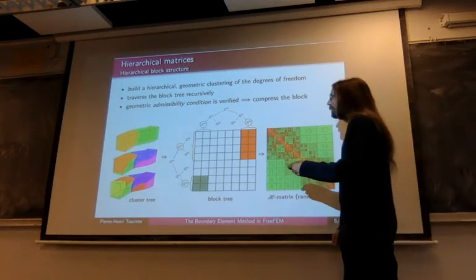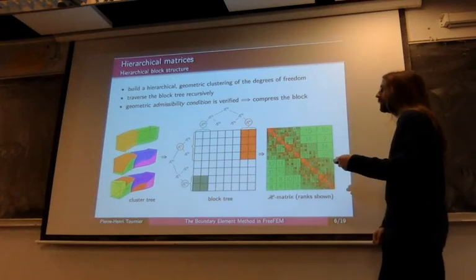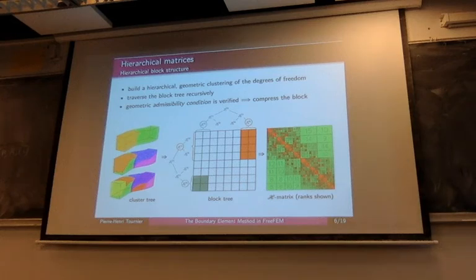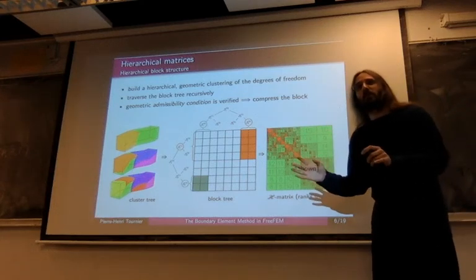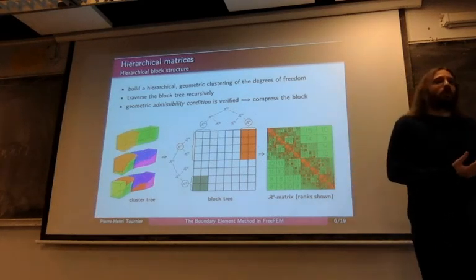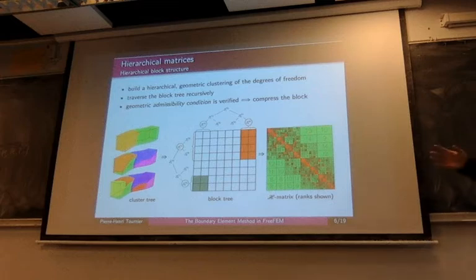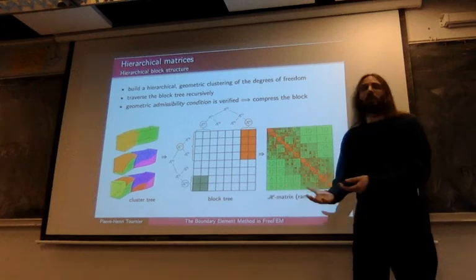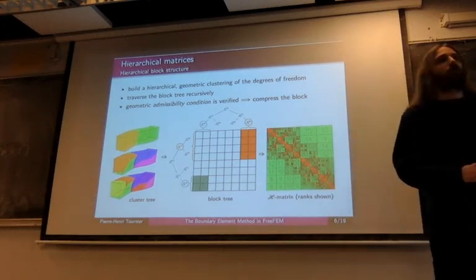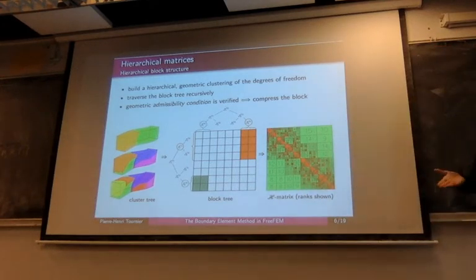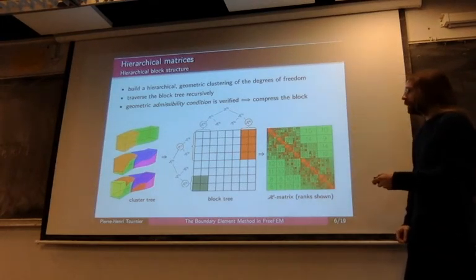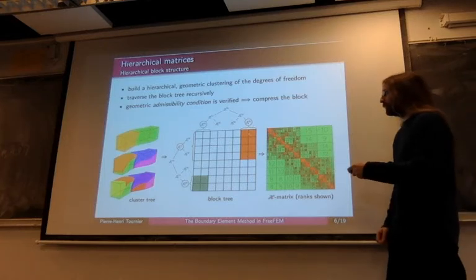And basically what you will do is each time you check an interaction, you have a so-called admissibility criterion, a geometric criterion that tells you, okay, are these two clusters far enough away from each other so that I will be able to compress this block, this interaction between the two clusters. If yes, okay, I'm just compressing this block. If no, I go further, I go down a level and see if I will be able to compress a smaller block. Okay, so basically you start with one big block, which is the whole matrix, right?